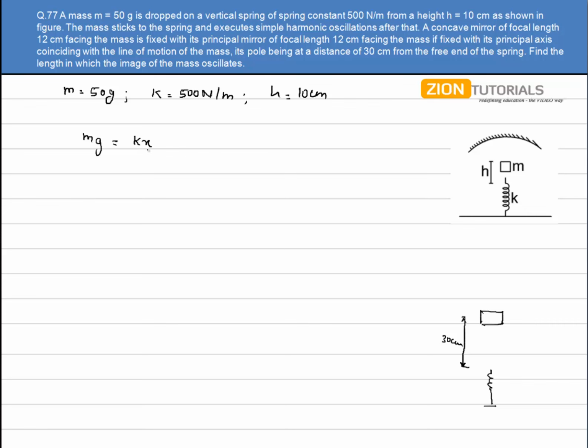So I'll calculate the value of x at which the net force will be 0, that is at my equilibrium point. So x will be given by mg by k. The mass is 0.050, g is 10 and the value of k is 500. So it comes out to be 0.1 centimeter. Alright, now another thing, this is the equilibrium point. This is the equilibrium point for the SHM.